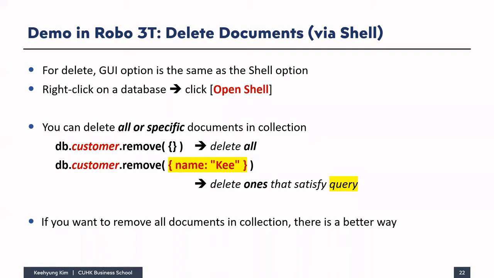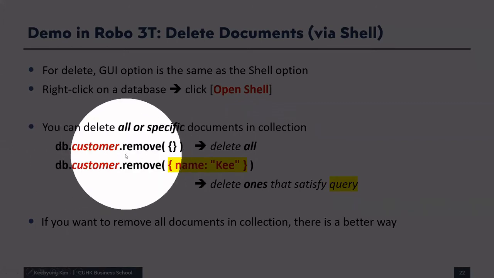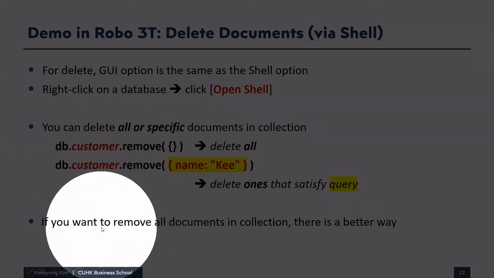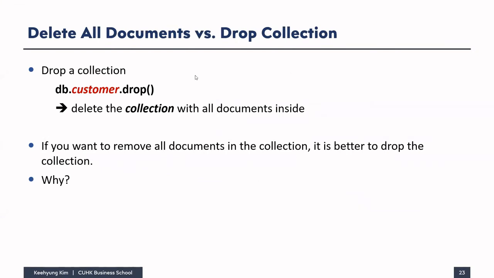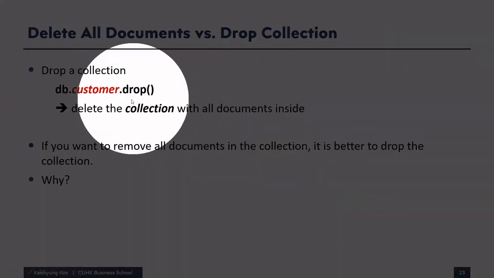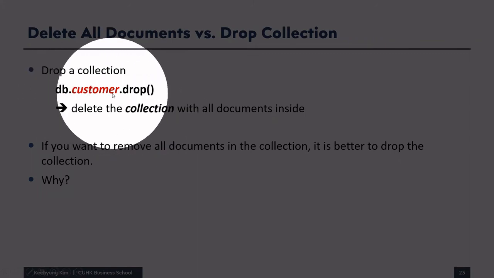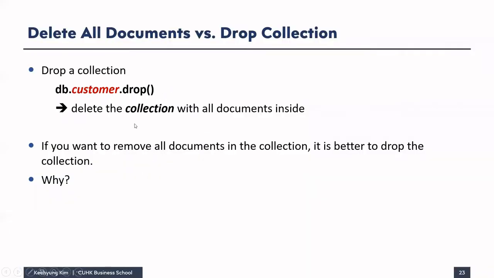So here's one example. Let's say that we have a certain collection, like a customer collection, and we want to remove all the customer information. Then you may use this code, remove all, like this. However, if you want to remove all documents in a collection, actually there is a better way. You can simply drop the collection. There's also a drop function. If you use that, this customer collection will be deleted basically with all the data inside. And if you use this drop function, it will be much faster than simply deleting all the documents inside the collection.